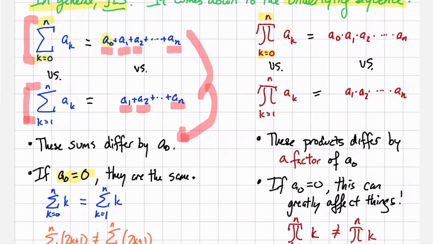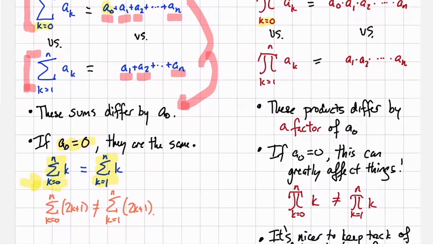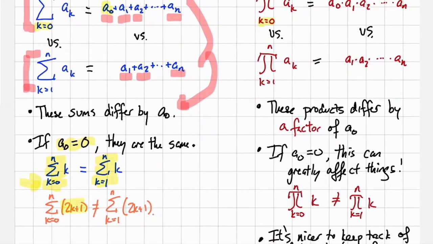So if a0 is equal to 0, these two sums are exactly the same. So writing the sum from k equals 0 up to n of k is the same as writing the sum from k equals 1 up to n of k, because when k equals 0, the summand k is equal to 0. On the other hand, if we have the sum of the odd numbers, the first number when k equals 0 is 1, and so these sums are not the same.